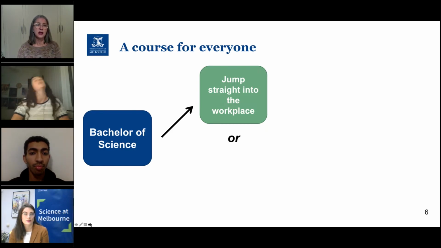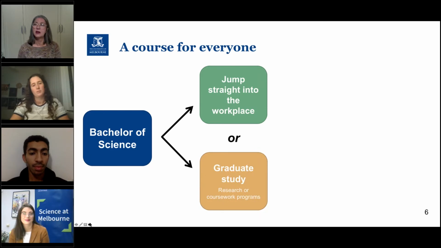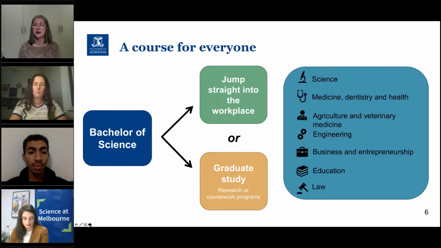If you're not quite ready to go to the workplace and you're thinking about going on to graduate study, you'll get all the background knowledge that you need to have through the Bachelor of Science as well. And you can go into graduate study in a whole range of different areas, from science to health pathways to agriculture and veterinary science, engineering.